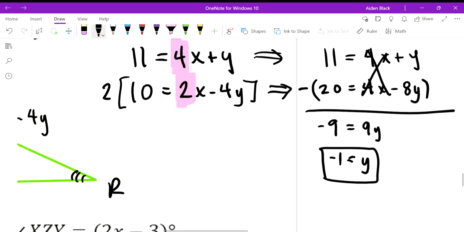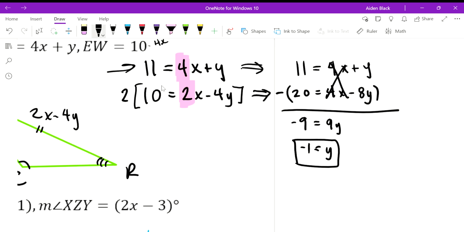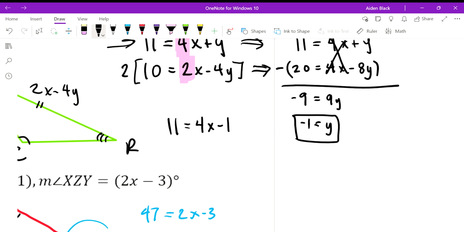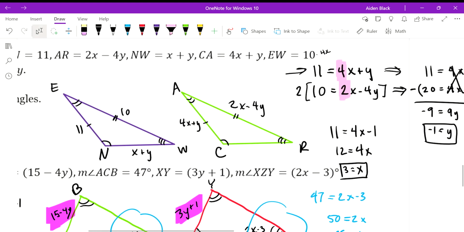And since I have the value of y, now I can plug it into either of these equations, this one or this one. I think I'm going to do it in the first one. Since y doesn't have to be multiplied here, it'll just be the negative 1. So 4x plus negative 1, which is the same as minus 1. If I add 1 to both sides, I get 4x equals 12. Divide both sides by 4, and I get x equals 3. Notice I get the same solutions: negative 1 for y and positive 3 for x.